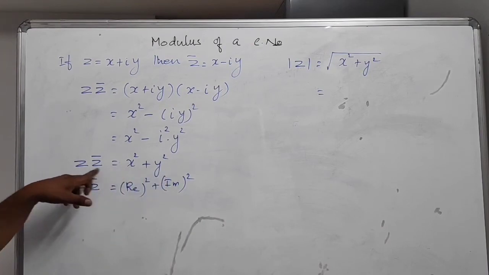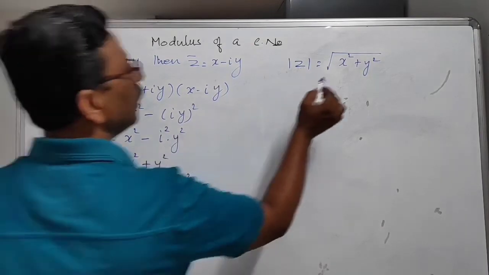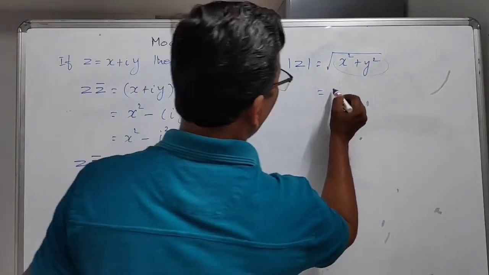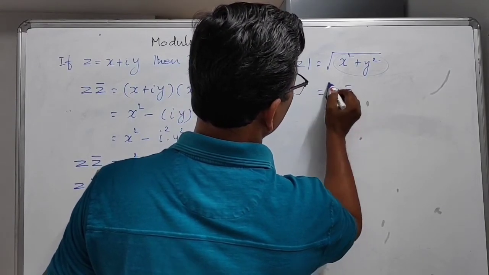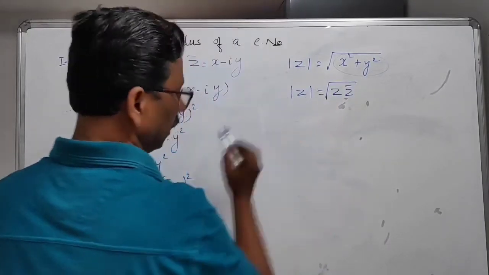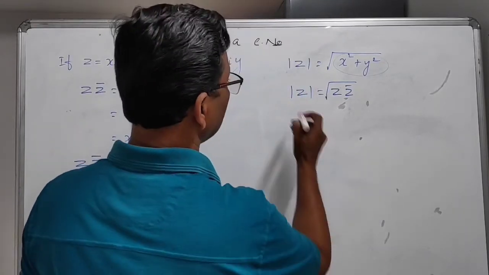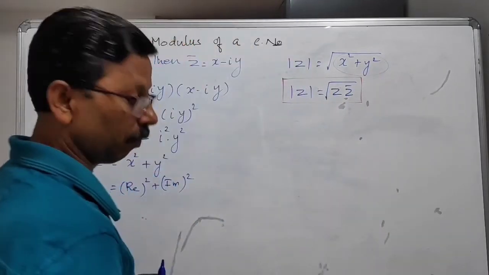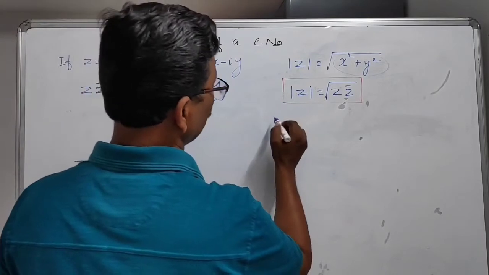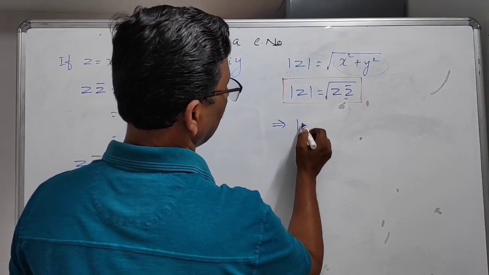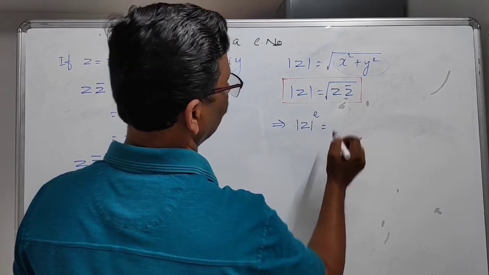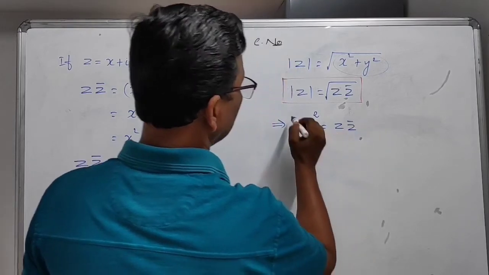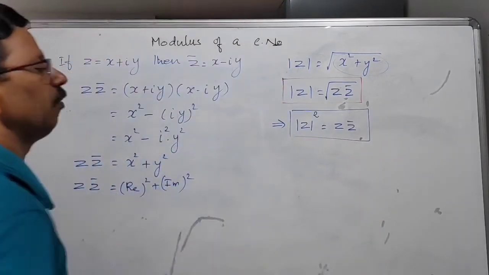Z into z bar. Therefore I am replacing this x square plus y square in terms of z into z bar. Therefore you can write this as z into z bar, within the root. Therefore modulus z is equal to root of z into z bar. Or else, while squaring this one, you get modulus z square is equal to z into z bar. Therefore this is another important result you must keep in mind.